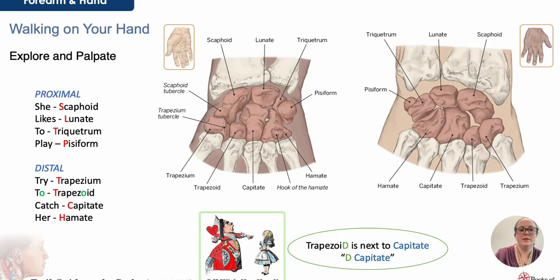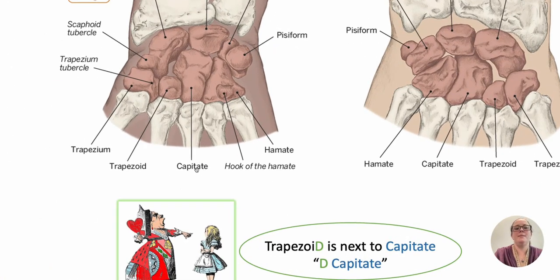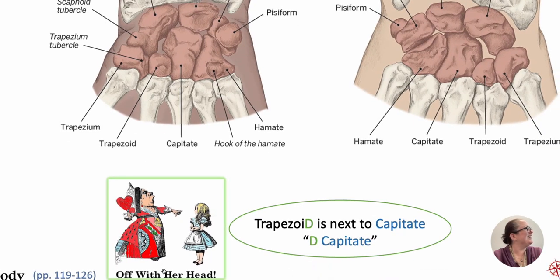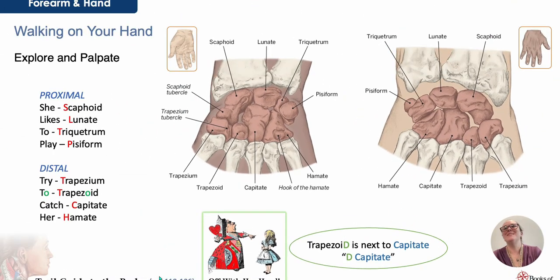And I have this little picture here. So this is if you're looking at them palm side. And then obviously things get a little more confusing when you're looking at it top of the hand side, right? So I have a little thing down here that I thought of that helps me remember which T word is next to capitate. So if you look for trapezoid and there's a D at the end, decapitate, right? Off with her head is the picture I have. So that's a good way to remember which trap bone is next to capitate.